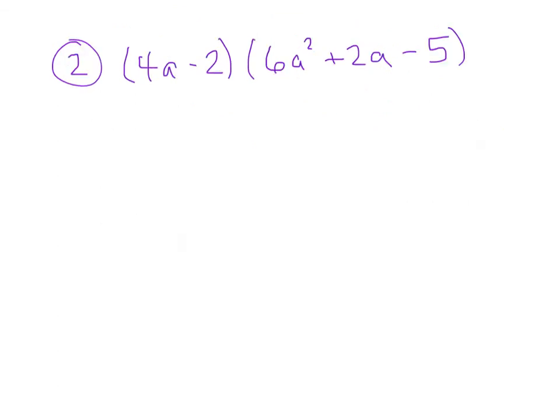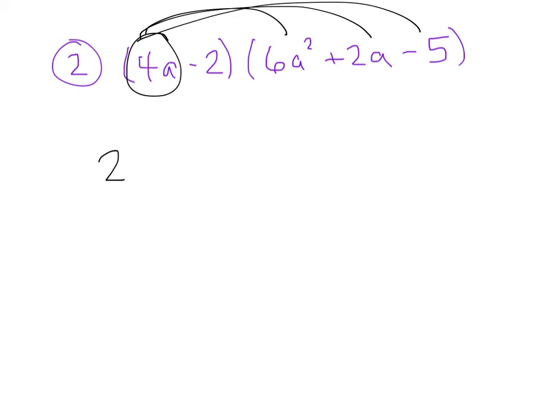This one's going to be just like the last problem we just did. We're going to start with our 4a, and we're going to distribute it to all of these in the second parentheses. So we're going to take 4a times 6a squared. So 4 times 6 is 24. And then our a's, we add our exponents, so 1 plus 2 is 3.